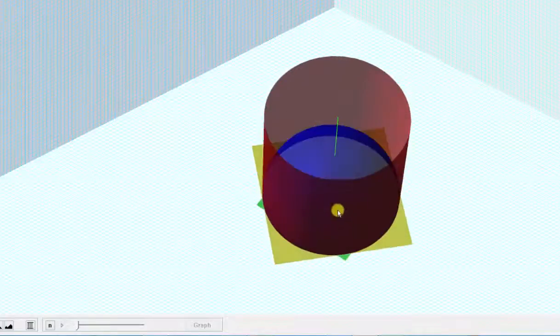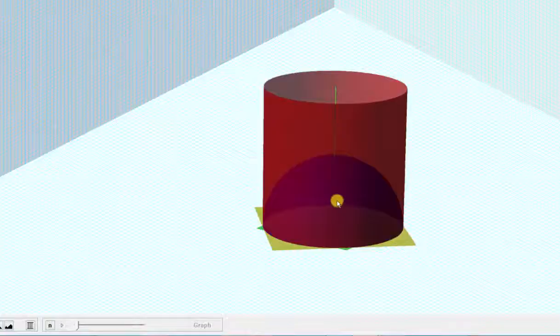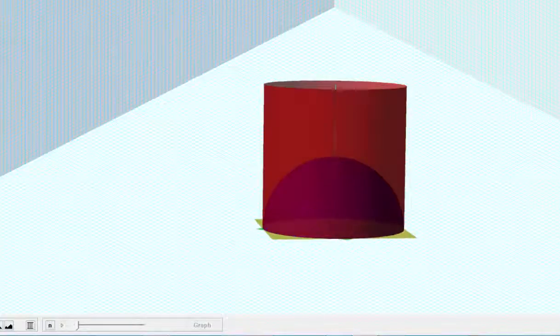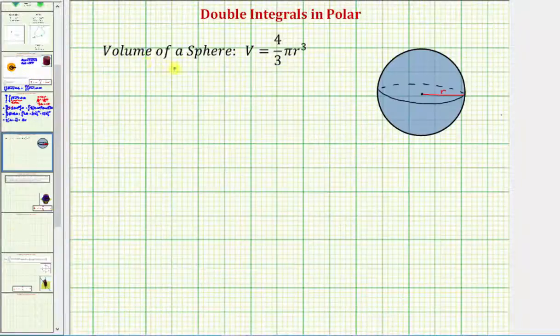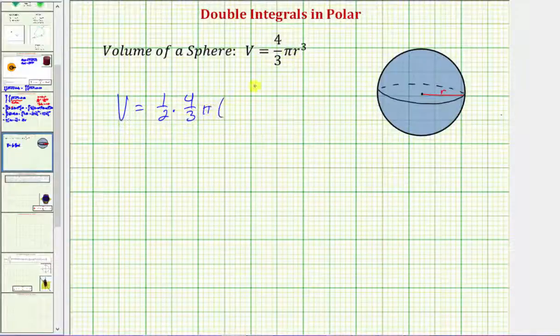And let's check our work using the volume formula for a sphere. We should be able to tell from f of x comma y, the sphere is going to have a radius of 3, same as the radius of the region of integration. So because the volume of a sphere is equal to 4/3 pi r cubed, and our double integral is equal to half the volume of a sphere, we would have the volume is equal to 1/2 times 4/3 times pi times r cubed, where r is equal to 3, so we have 3 cubed.